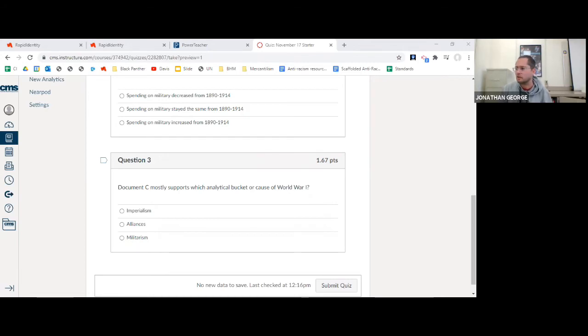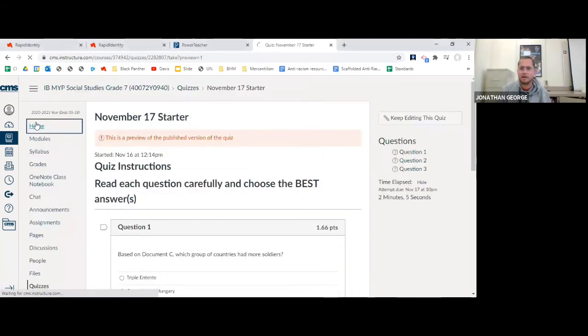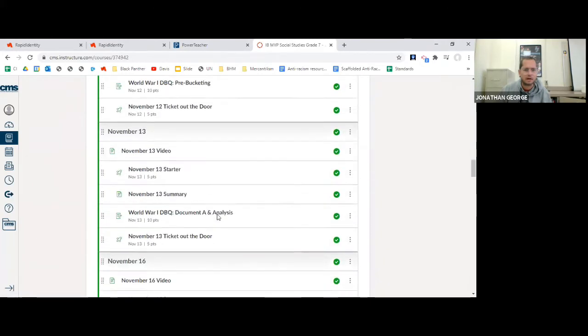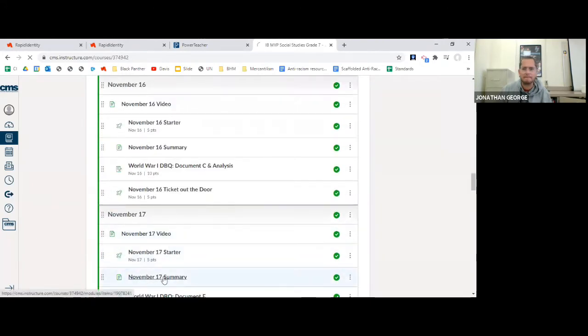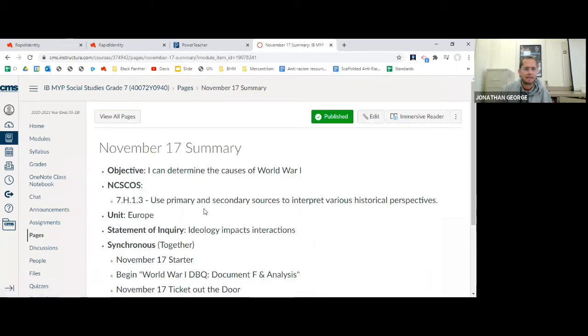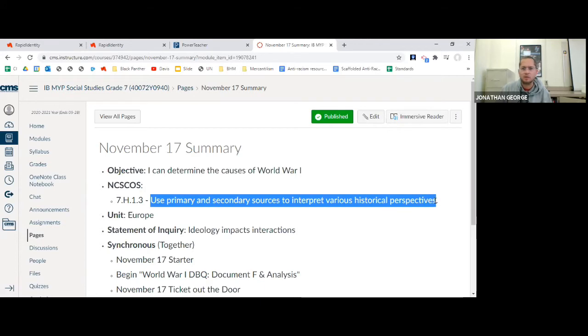All right, so let's continue here. After the starter is the summary page. All right, again, November 17th summary. I can still determine the causes of World War I. We're continuing with the use of primary and secondary sources to interpret various historical perspectives.